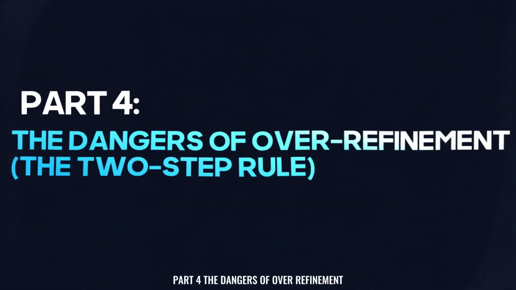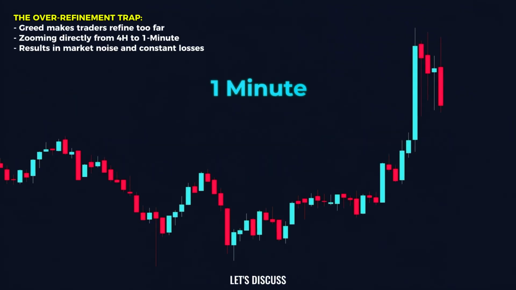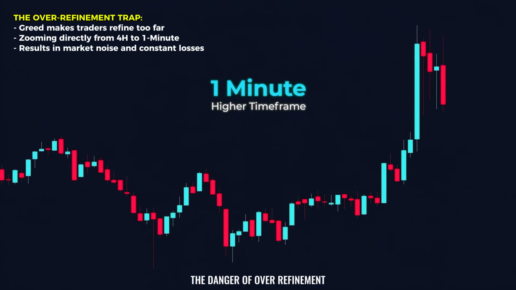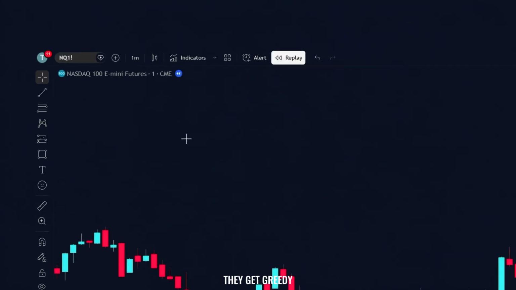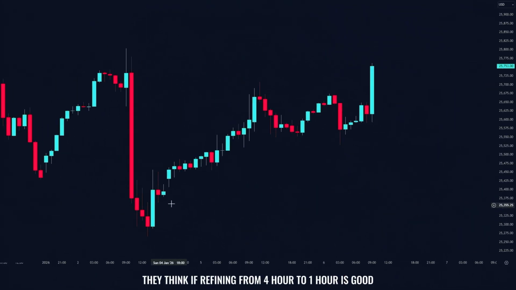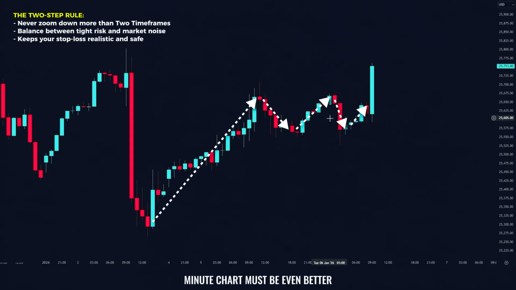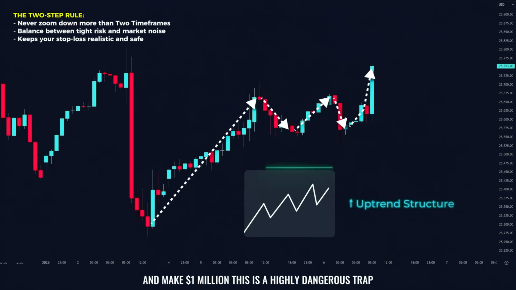Part 4. The dangers of over-refinement, the two-step rule. Now, let's discuss an incredibly critical warning for beginners: the danger of over-refinement. When new traders learn about zone refinement, they get greedy. They think if refining from 4 hour to 1 hour is good, then refining from 1 hour down to the 1 minute chart must be even better. I will have a stop loss of just 1 pip and make $1 million.